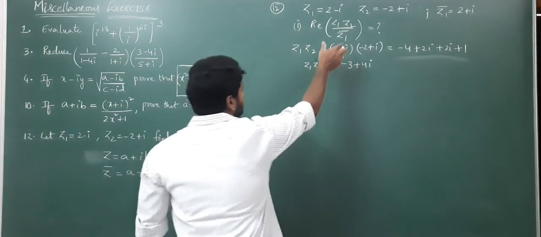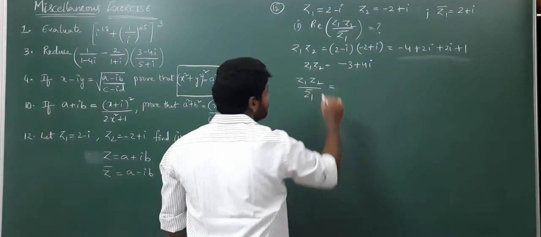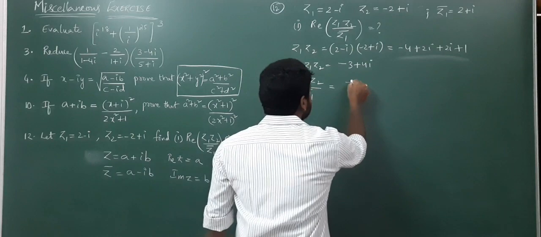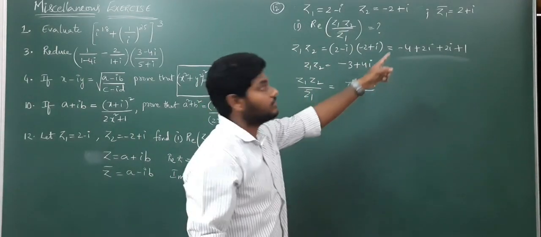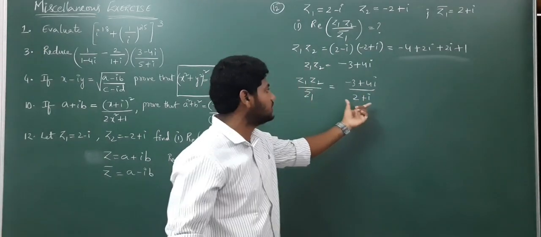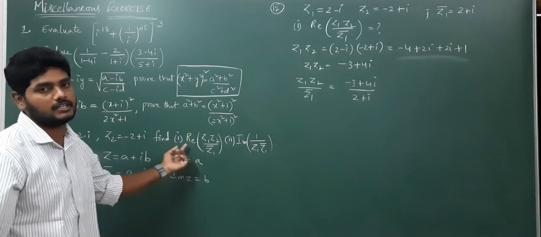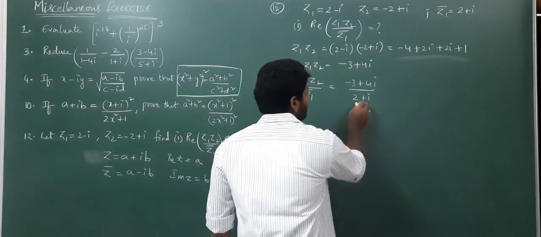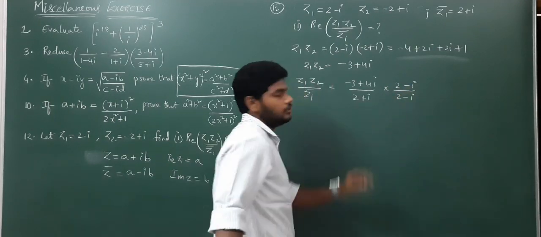But what do we still need to find? Z1 Z2 by Z1 bar. What did we get for Z1 Z2? Minus 3 plus 4I divided by what we got for Z1 bar, that is 2 plus I. So first we need to simplify this into complex form. In that complex form we need to find the real part. So to find this, what do we need to do? Rationalize. Why? Because I is in the denominator.